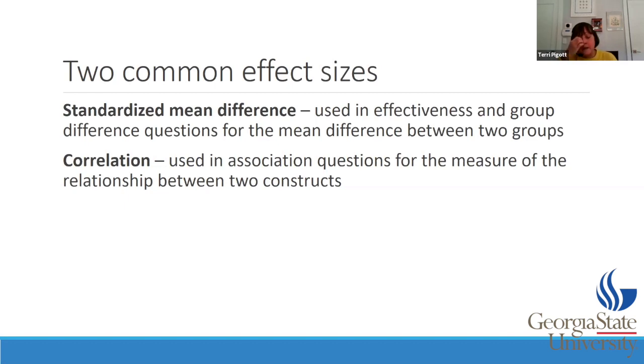Eagly et al. used the standardized mean difference in looking at the difference between women and men on measures of leadership, such as transformational and transactional leadership. So we're going to use something called the standardized mean difference for those kinds of studies. For the association studies, like our example about characteristics of the team network and the team effectiveness, we're going to use correlations. We use correlations when we're looking at association questions in meta-analysis.